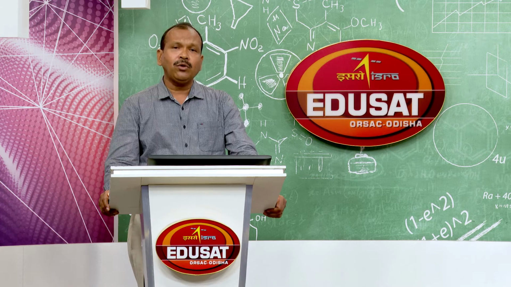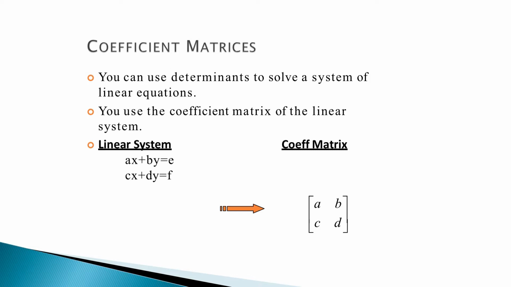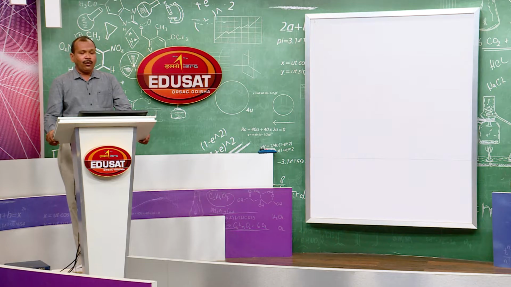Now, we discuss Cramer's rule. Cramer's rule generally solves systems of linear equations, and it relies on determinants. Suppose we consider a system of linear equations in two variables: ax plus by is equal to e, cx plus dy is equal to f. From this, the coefficient matrix becomes a, b, c, d. From this coefficient matrix, we derive det A, which becomes ad minus bc.